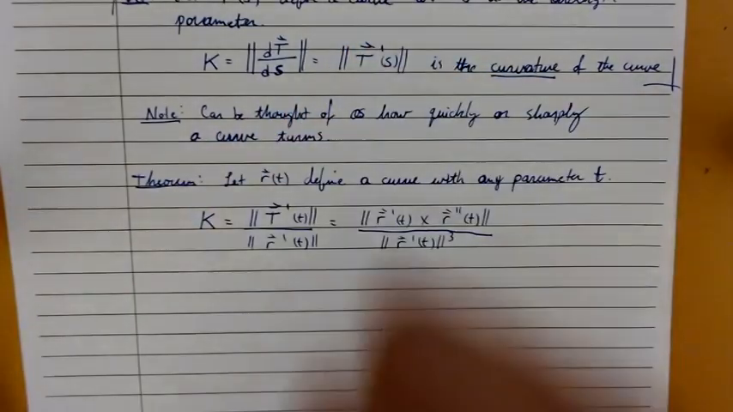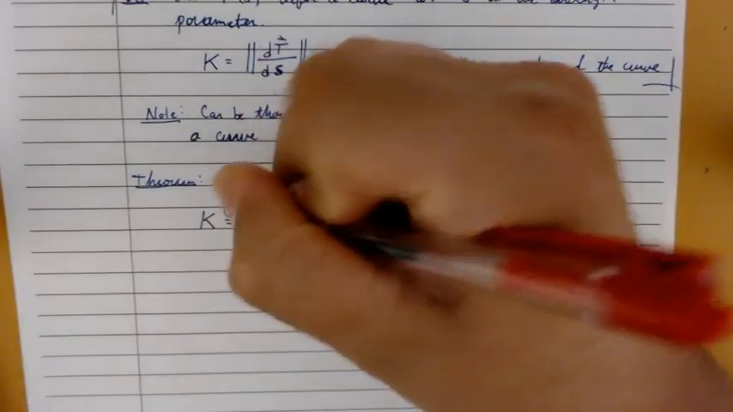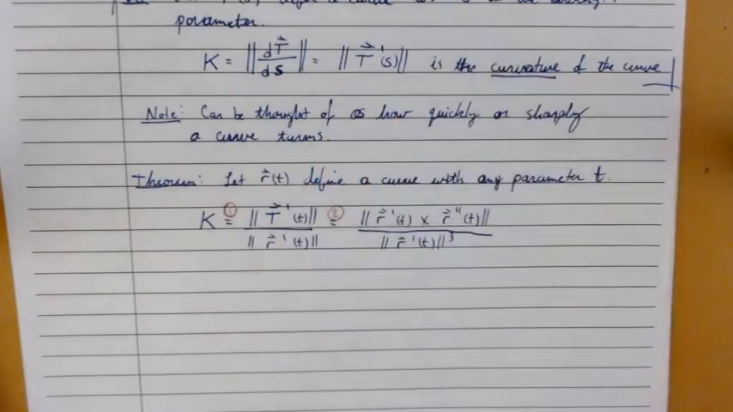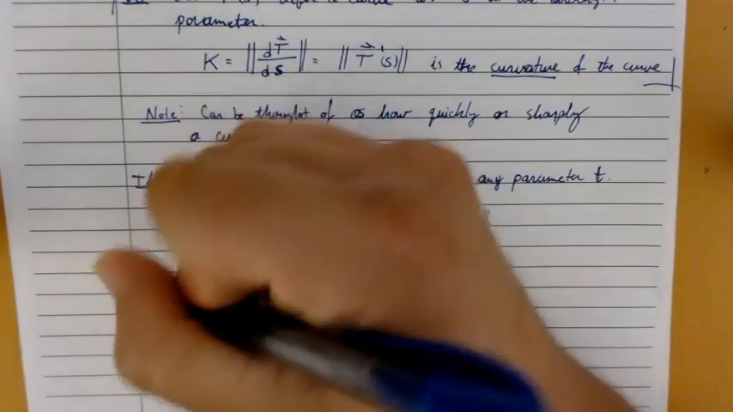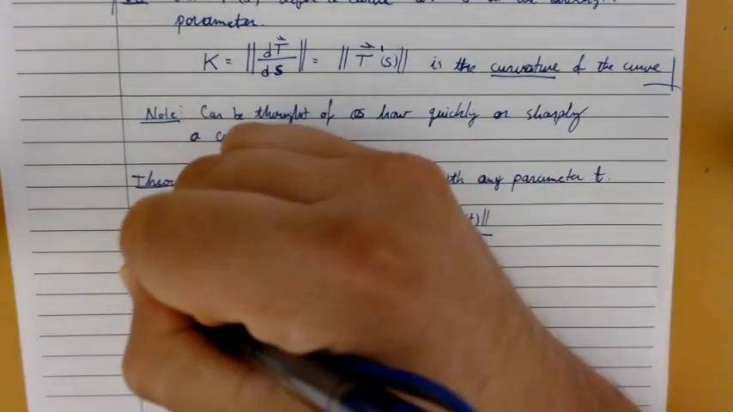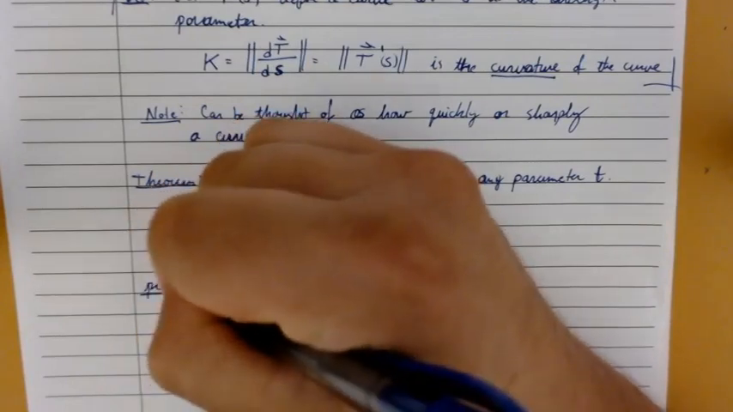Here, the proof. So here there's actually two equations, right? That's that first equation and then that second equation. The proof of number one.